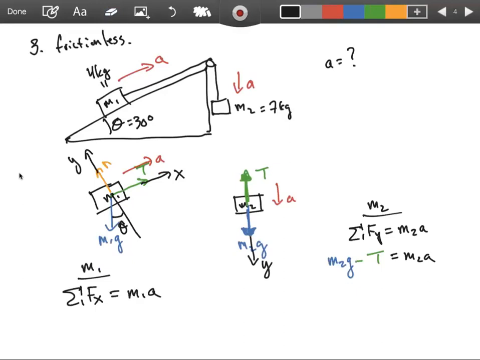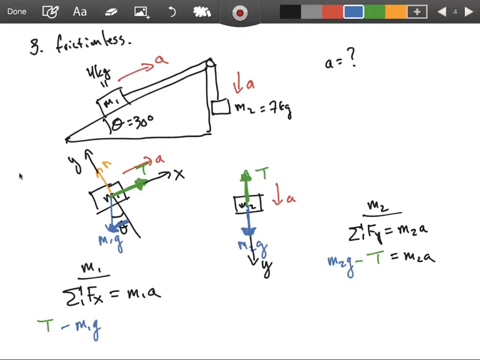I get an M1A. In this case, again, I have two forces acting in the X direction. I have this tension force, and all of it is in the X direction. It points in the positive X direction, so it's going to give me a plus sign. And now I have this portion of the gravitational force, which is pointing down the plane. So I have only a part of the gravitational force, and since it points down the plane instead of up the plane, it's going to be a negative sign. So I get minus M1G, and then which component do I have? Do I have the sine component or do I have the cosine?